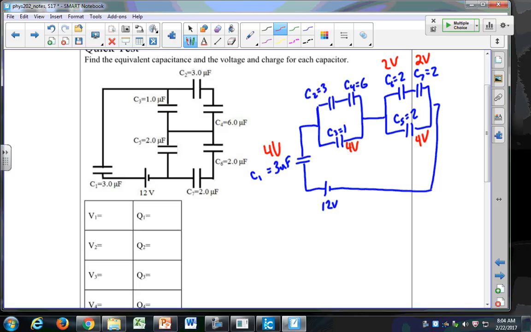Now this one's a little bit more complicated because it's not an even number, but I know that across these 2 capacitors I have 4 volts. One of them is going to be twice that of the other, and they have to add up to equal 4.